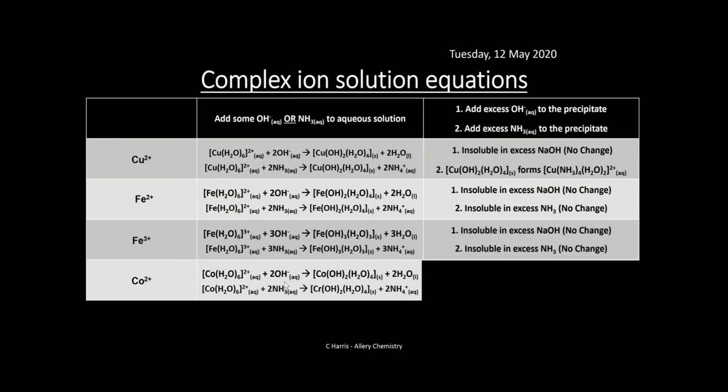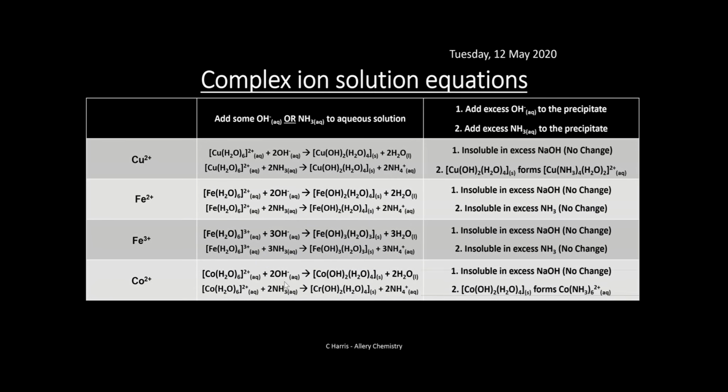And finally cobalt, again, same type of reactions. But it's insoluble in sodium hydroxide, all of them are. But when we react it with excess ammonia, then we form this complete substitution of the ligands, and we get this hexaamminecobalt complex there.